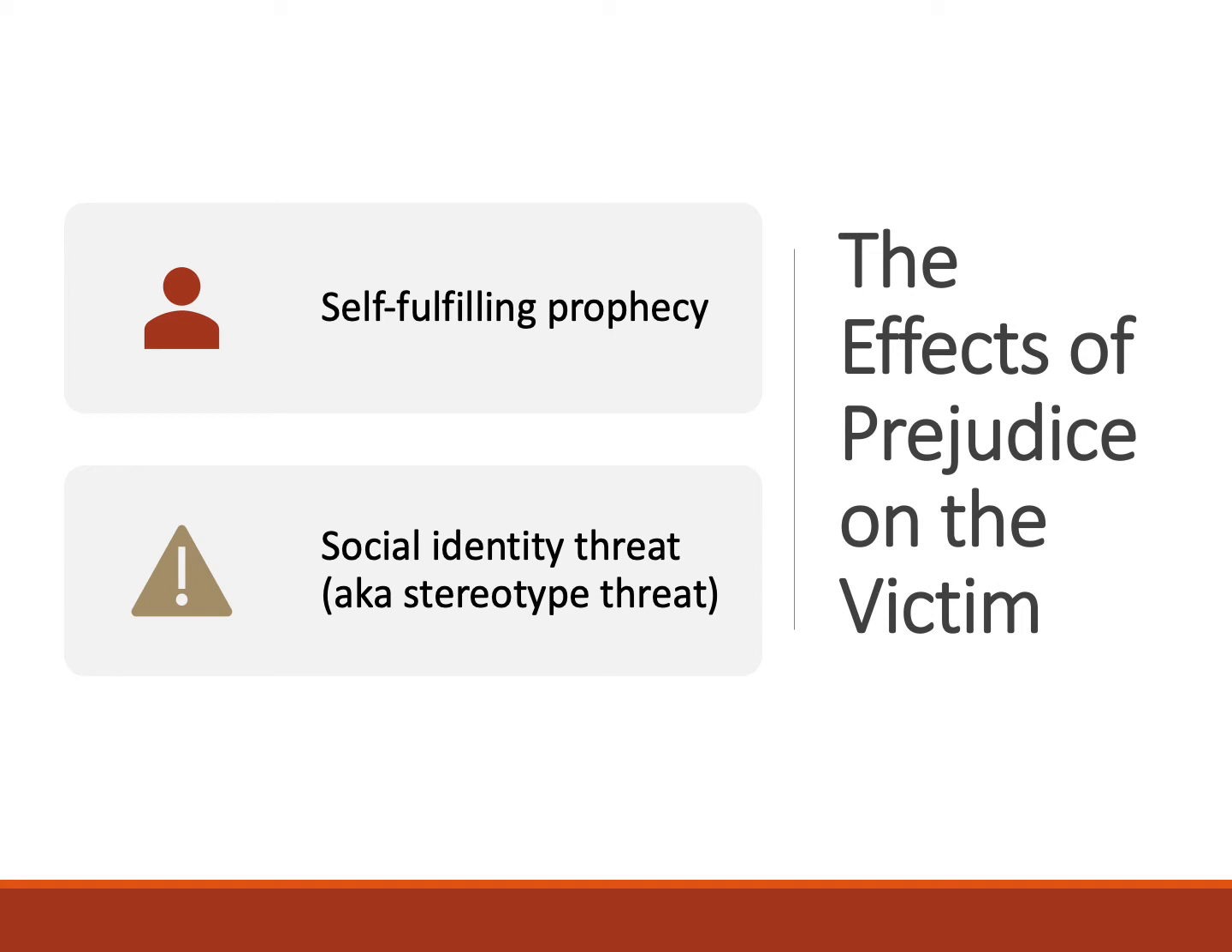So let's move on to talking about the effects on the people that the prejudice is against, the effects of prejudice on the victim. And let's talk about theories about why the prejudice occurs. Social scientists have really studied two primary effects of prejudice on victims: the self-fulfilling prophecy and social identity threat, also known as stereotype threat. So let's talk about what these concepts are and how we as social psychologists have studied them.